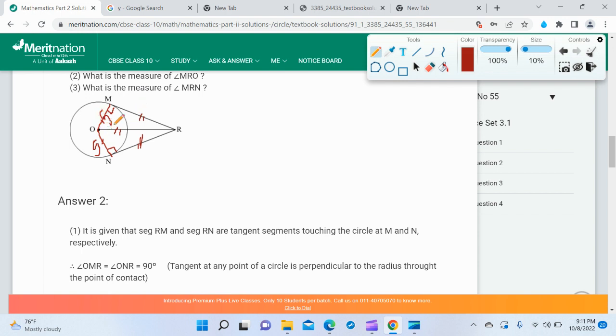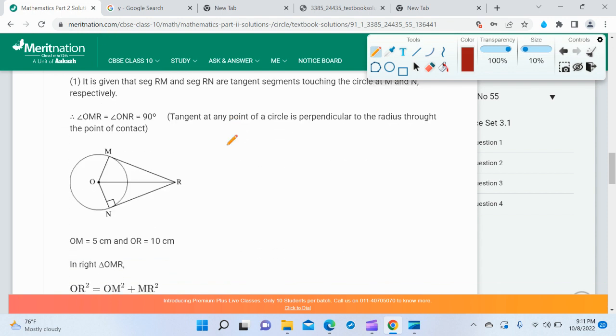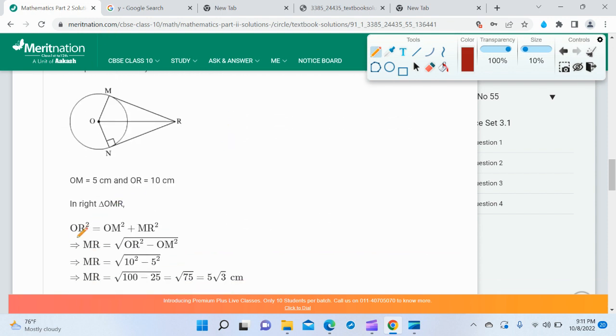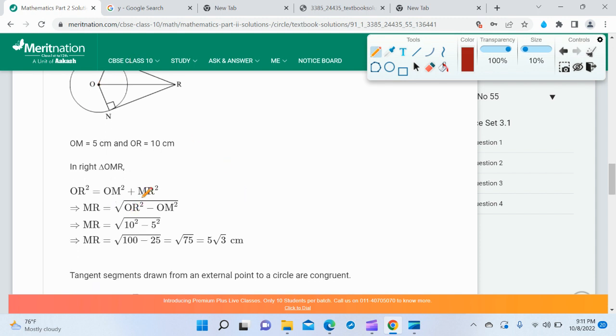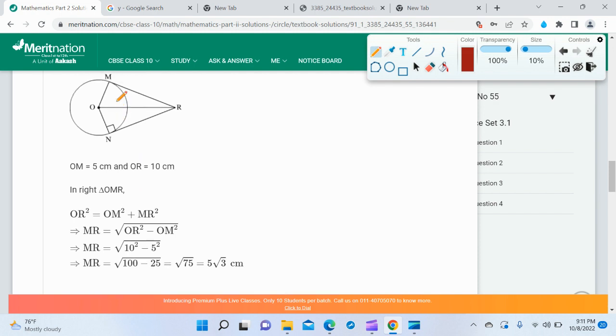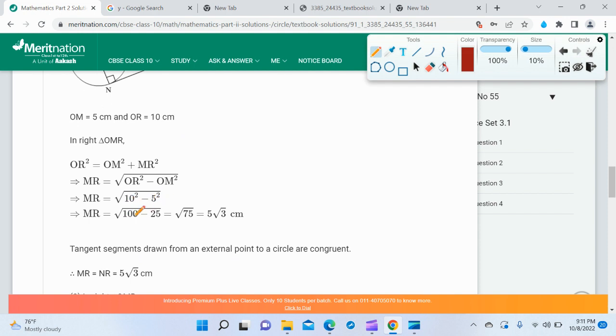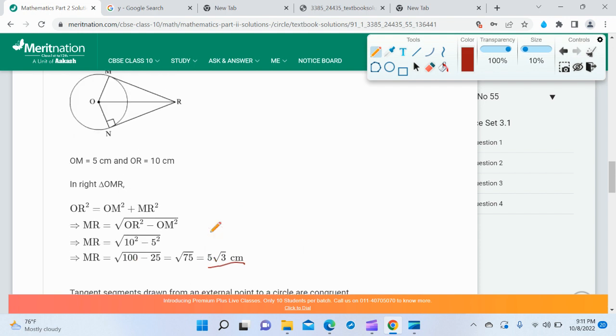So the square of this will be the square of this plus the square of this. Basically OR square is equal to OM square plus MR square. We know the value of OR, we know the value of OM. So MR is equal to the under root of OR square minus OM square. Because we have to calculate MR, and we have the other two already, based on this our output will be 5 root 3. Okay, MR is equal to 5 root 3.